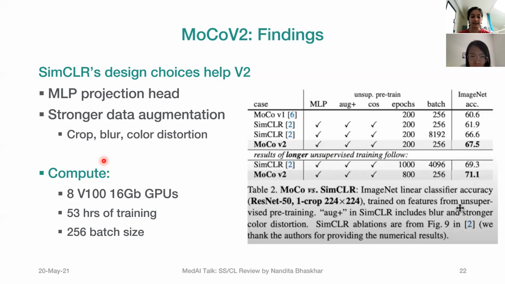And this is a little more tractable, because the compute that they used was just 8 GPUs, which is more reasonable in a research setting. And a batch size of 256 is pretty reasonable as well. So I think MoCo is actually one of the frameworks that you can use off the shelf without needing a very large amount of compute.